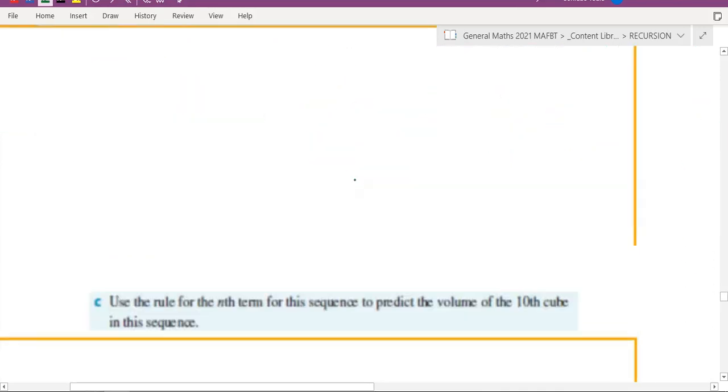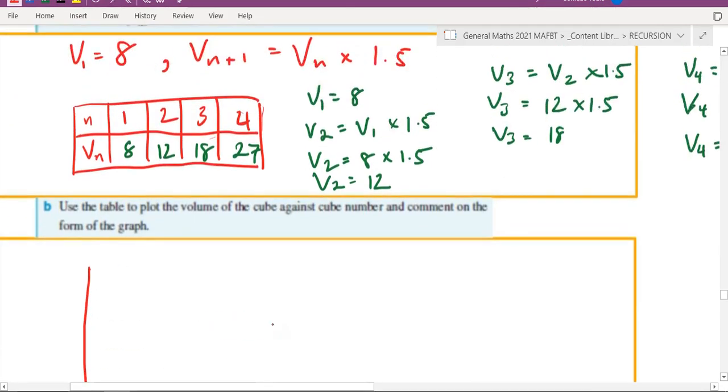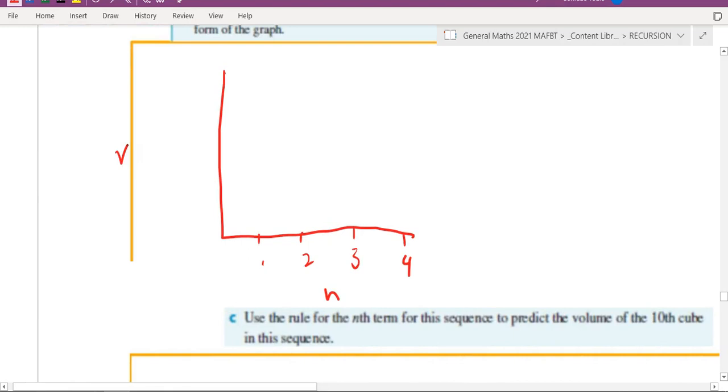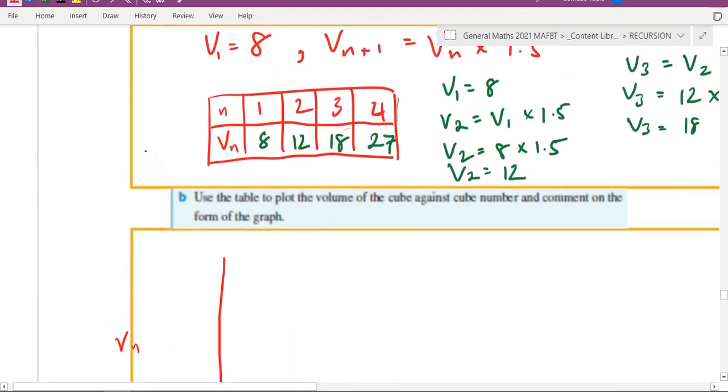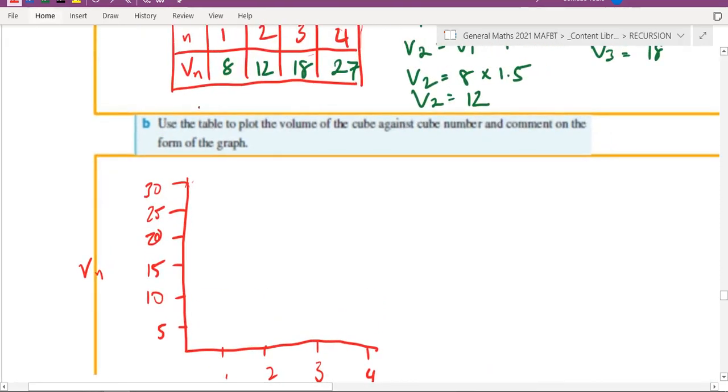Okay, and then the last part, let's graph this. So put this in an x and y table, basically a Cartesian plane, but you don't need to see the rest. So graphing this, you only need the first four numbers. So 1, 2, 3, 4. That's n, and these should be Vn. And it looks like it starts from 8, it goes to 27, so maybe we'll just go by 5s. 20, 25, 30. Okay, and let's just graph this, really easy.